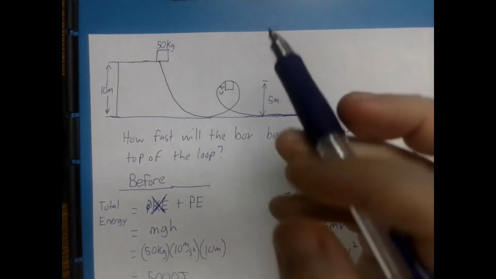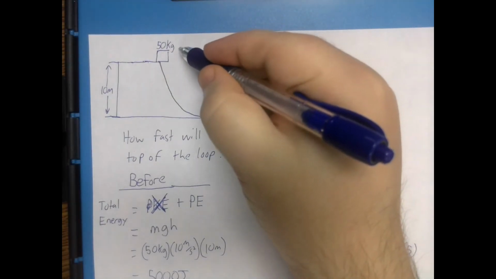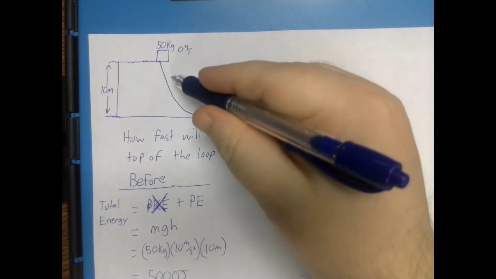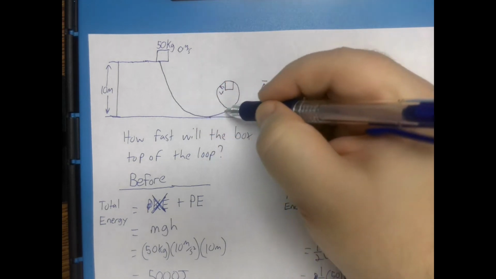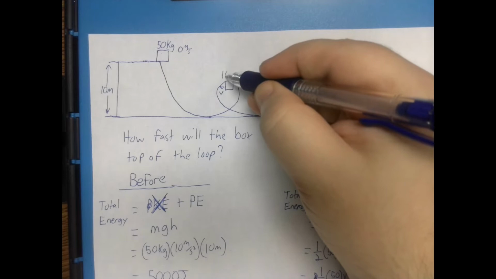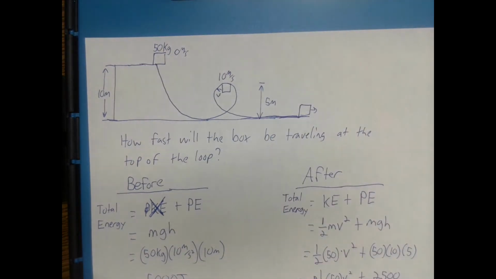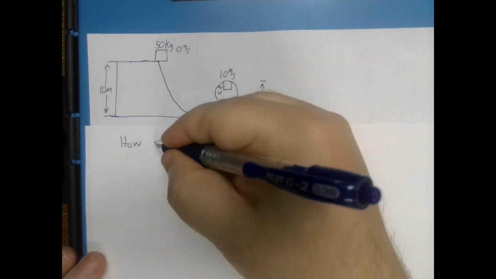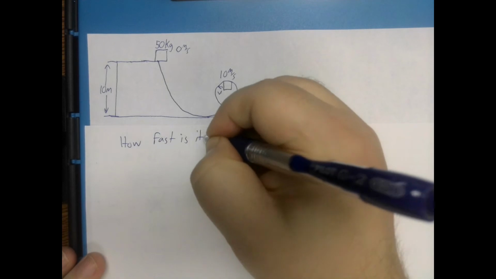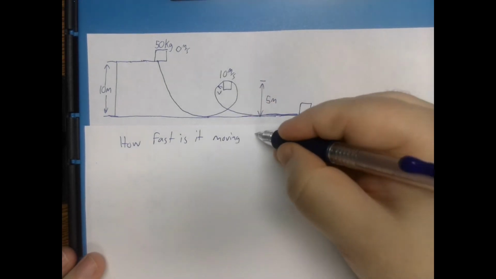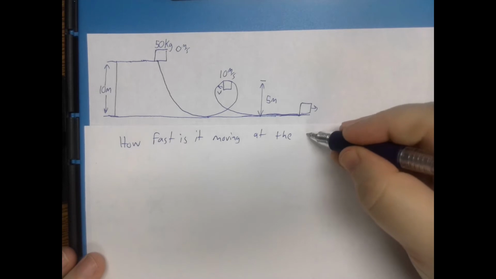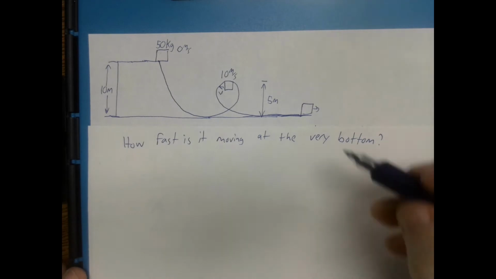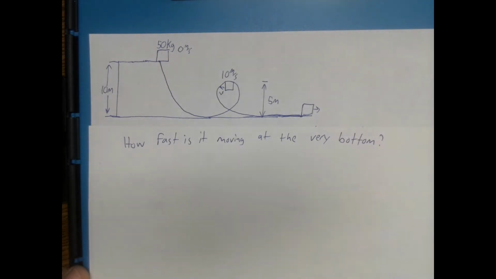So, it starts out moving at 0 meters per second, and then it comes all the way down gaining speed, makes a loop-de-loop, and right here is moving at 10 meters per second. My new question is, how fast is it moving at the very bottom? So here, how fast is it moving here?